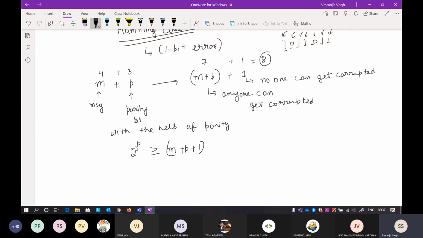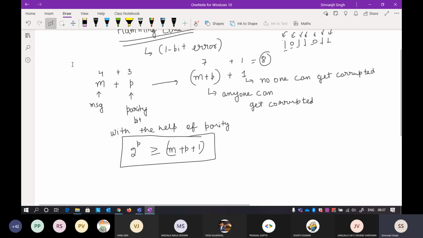Now you are seeing this particular formula. This is set in such a way that the number of parity bits here should be able to generate all the cases. So I'll show you how the cases are set here.